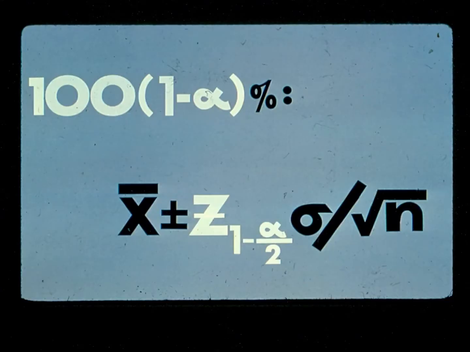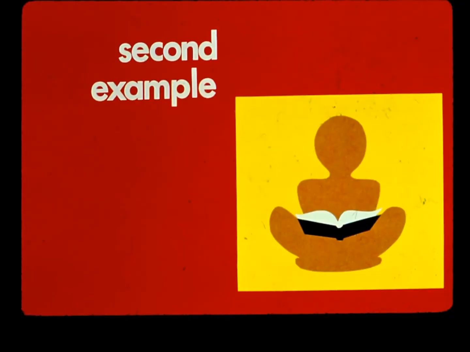So the general formula for computing a 100 times (1 minus alpha) percent confidence interval for mu when sigma is known is x bar plus or minus z sub (1 minus alpha over 2) times sigma over the square root of n, where x bar denotes the sample mean, z sub (1 minus alpha over 2) is the 100 times (1 minus alpha over 2) percentage point of the z distribution, and sigma is the population standard deviation of x. To review the entire computation procedure for the confidence interval, we will use it in a second example.